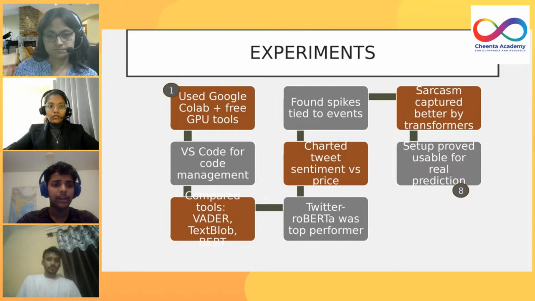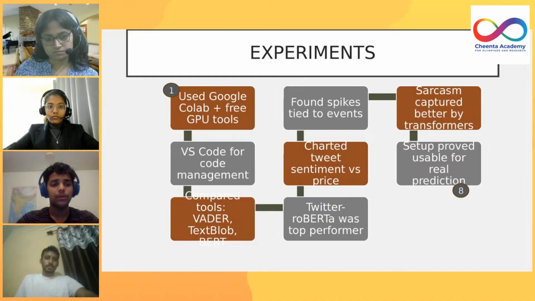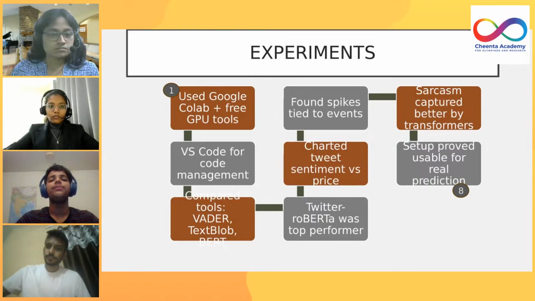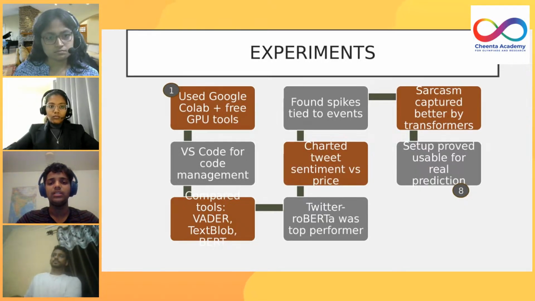And then we compared multiple sentiment analyzers, as Sritha had mentioned: VADER, TextBlob, RoBERTa, FinBERT, and all of those. We realized that RoBERTa was our top performer, so we proceeded to use it. Eventually, it came to the point where we didn't really have the necessity for a sentiment analyzer, but this is what we have done. And then we realized that the charted tweet sentiment versus the price has strong correlations, especially when you look at it from using the LLM. And then we found that spikes are tied to events better than tweets.